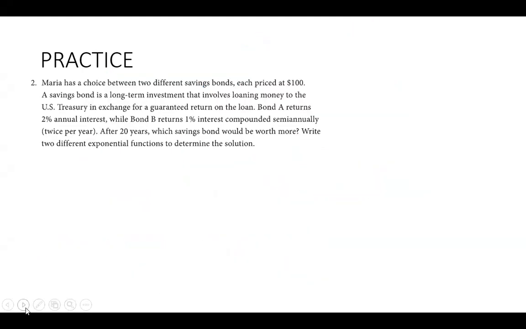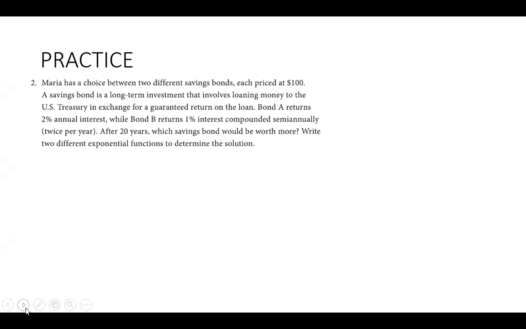Okay. Next, we have Maria has a choice between 2 different savings bonds, each priced at $100. A savings bond is a long-term investment that involves loaning money to the U.S. Treasury in exchange for guaranteed return on the loan. Also, there are educational bonds, right? Like the bond to get all our schools built and everything. This is essentially what took place in order for this building and all the other ones to be created.